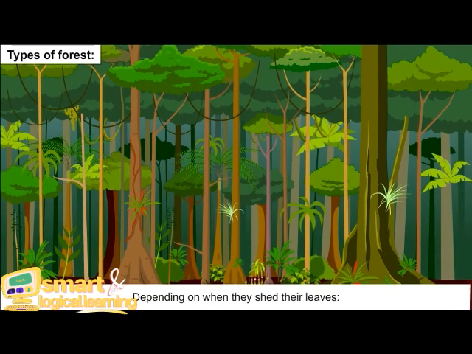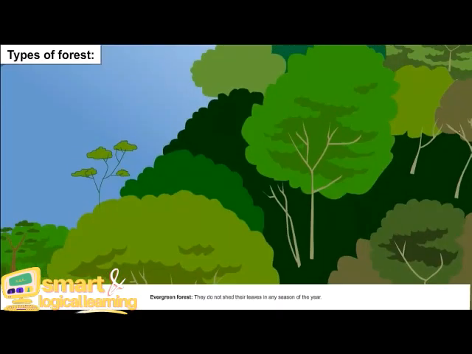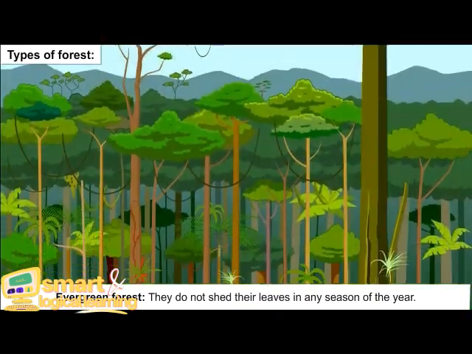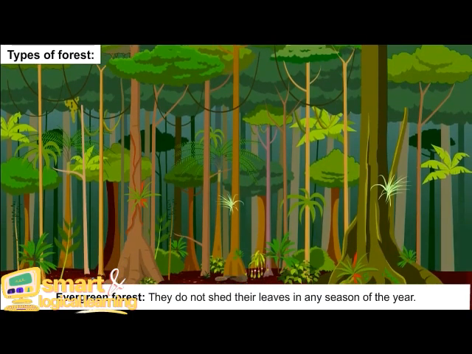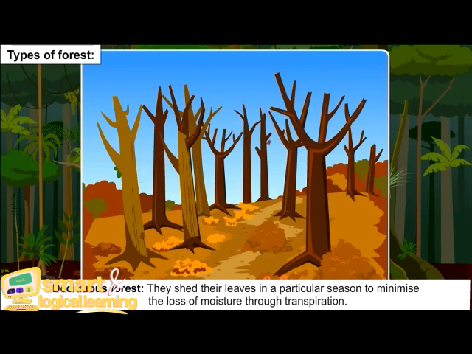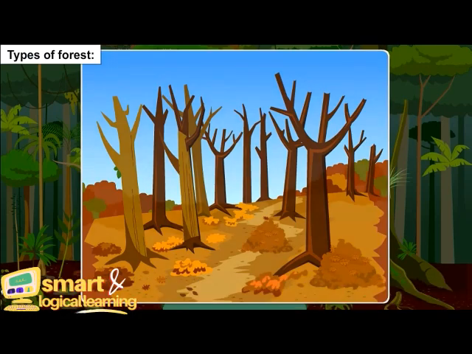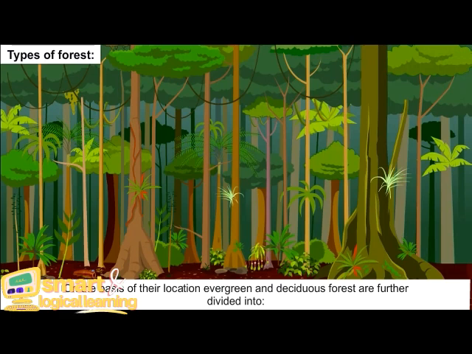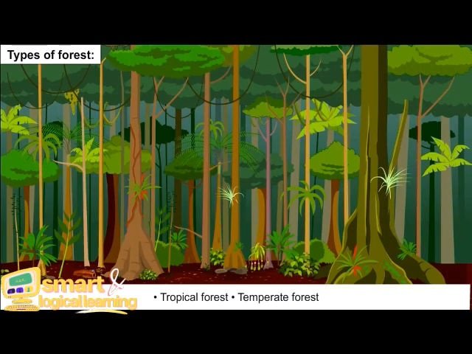Types of forest, depending on when they shed their leaves. Evergreen forest. They do not shed their leaves in any season of the year. Deciduous forest. They shed their leaves in a particular season to minimize the loss of moisture through transpiration. On the basis of their location, evergreen and deciduous forests are further divided into tropical forest, temperate forest.